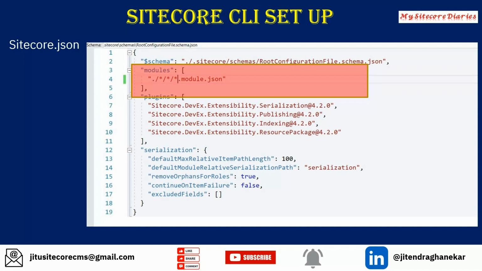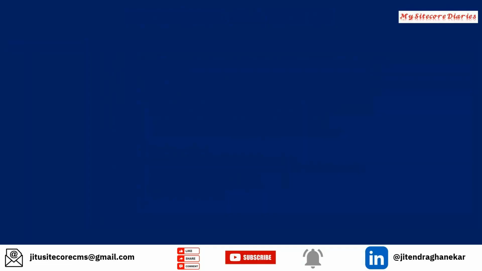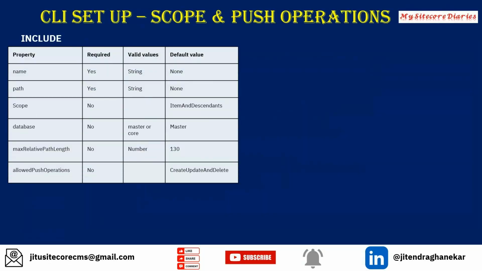So these are the two files that you have to configure: one is module.json, another is Sitecore.json. The module.json file is for the number of modules you use in your project. In Helix architecture, for the number of feature projects and foundation projects, you will create a JSON file for each. This is how these two configurations will be done. Then we will see what scope is.